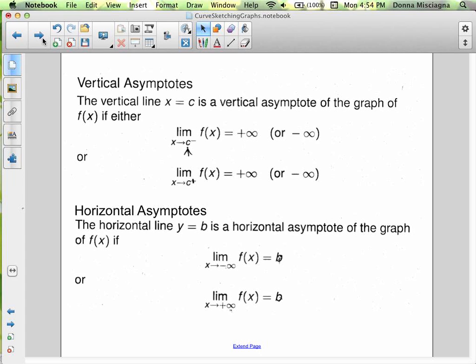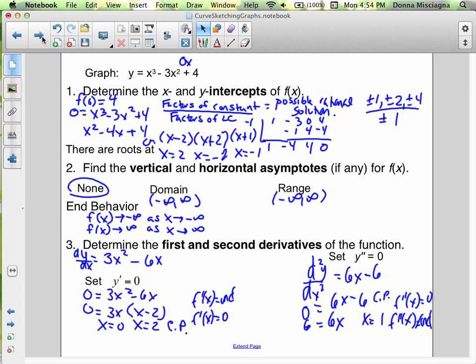Horizontal asymptotes: the horizontal line y equals b is a horizontal asymptote of the graph of f of x if the limit as x approaches negative infinity of f of x, or the limit as x approaches positive infinity of f of x, is some finite value. Okay, and that finite value is the horizontal asymptote. Right?